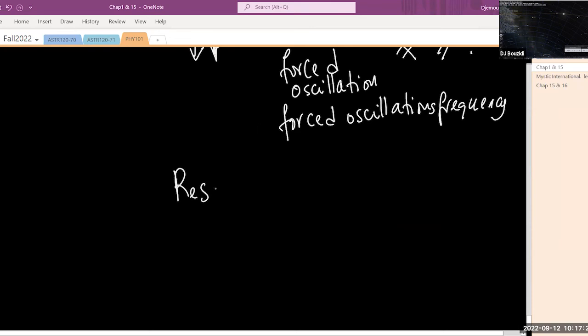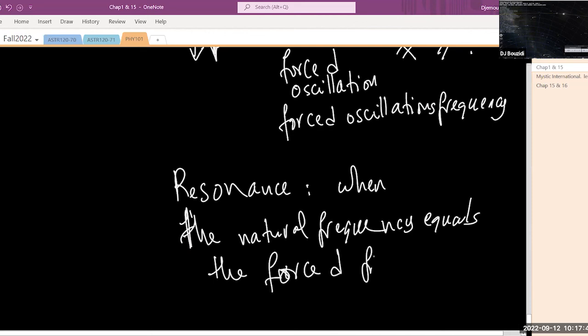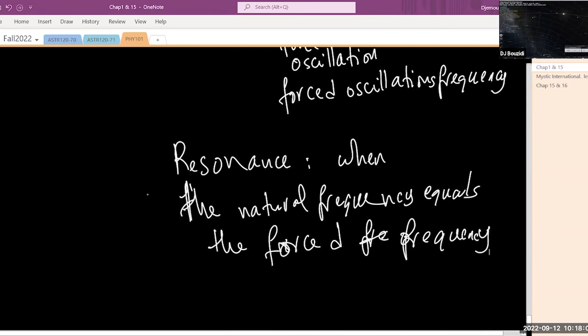So we have resonance when the natural frequency equals the forced frequency, the frequency of the forced oscillations. I guess you know what I'm talking about. You have two things in here, okay? And these two things have two different frequencies. If the two frequencies are the same, we have a case of resonance.